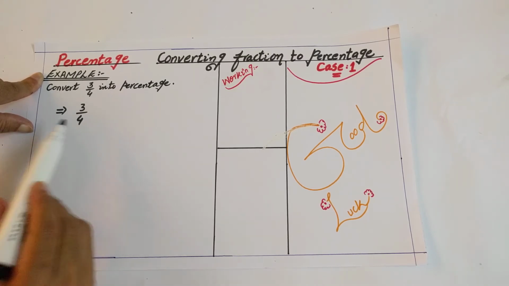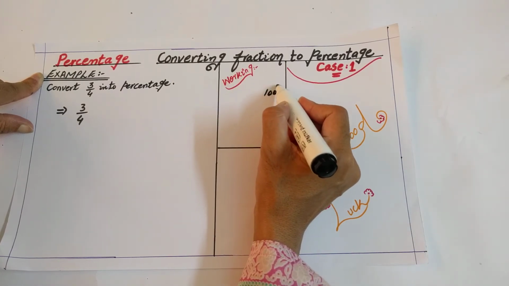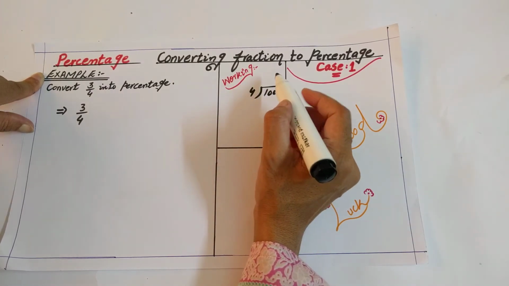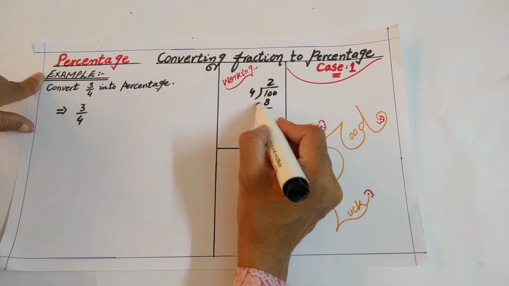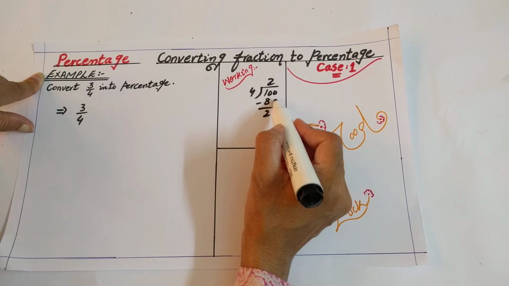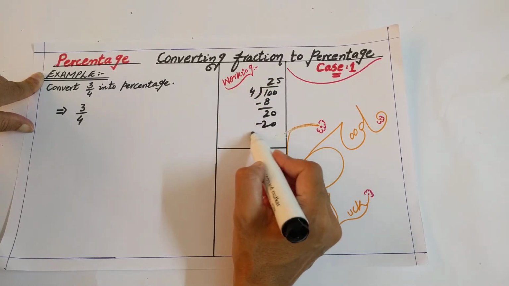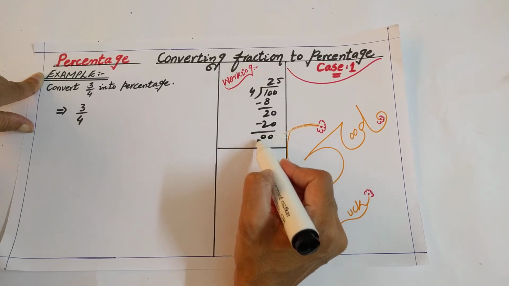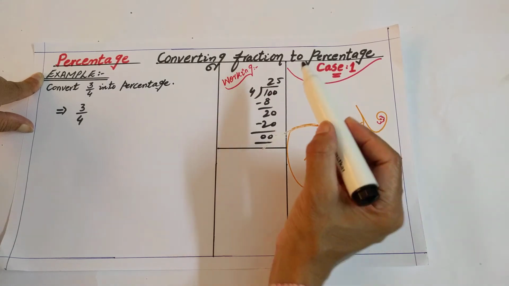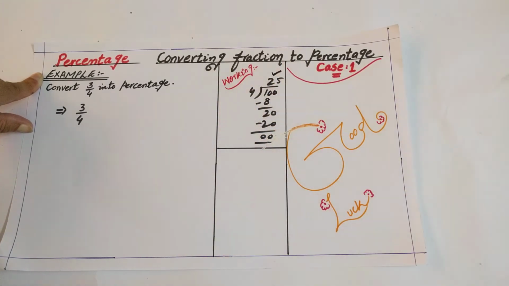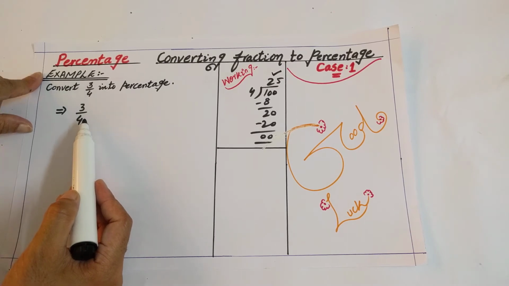How is 4 a factor of 100? Let's check. We will divide 100 by 4. You can check by this division. 4 2s are 8. 10 minus 8, 2. You will bring down the 0. 20. 4 5s are 20. It means 100 is completely divisible by 4. So 4 is a factor of 100, and by which number are we getting it? By 25. It means 4 is a factor of 100, and case 1 is applicable over here.